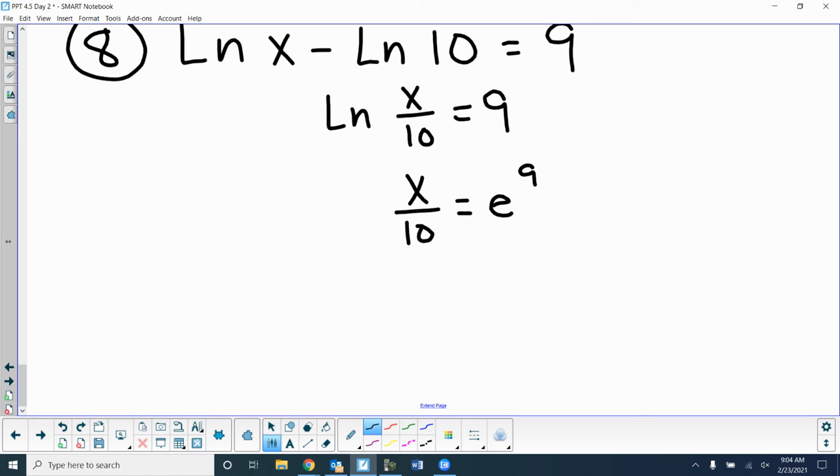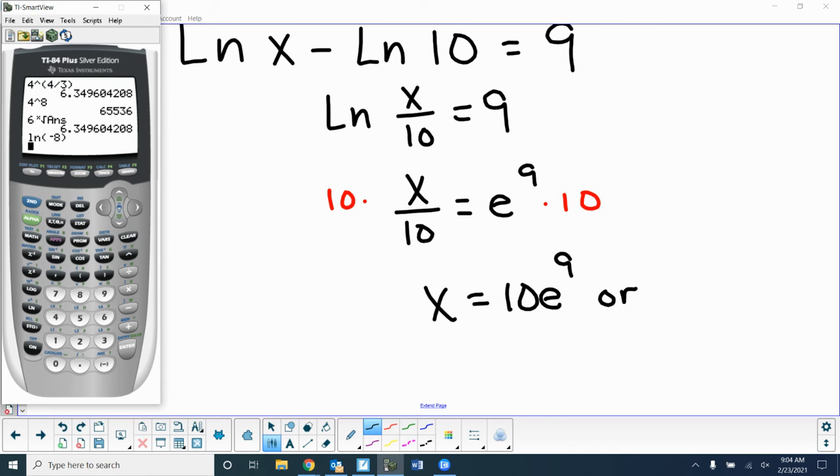Now, how do I solve for x, John? Don't you multiply 10 and 9? Yeah, 10 on both sides. So my answer is 10 times e to the 9th. You can leave it like that if you want, or you can put it in your calculator. So how do you move e to a power? What do you hit? Second ln.